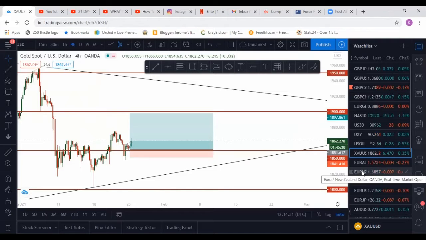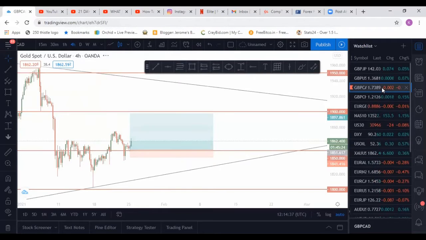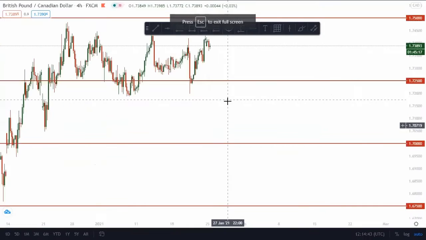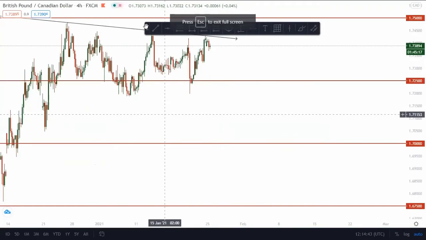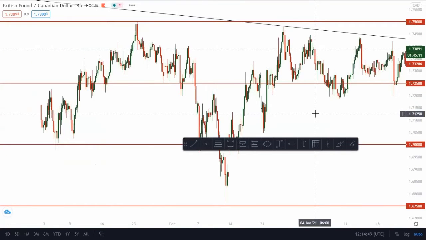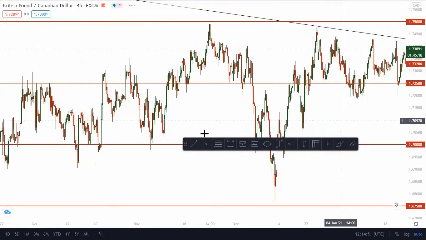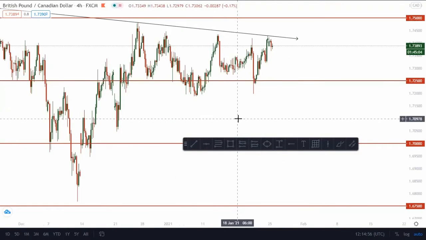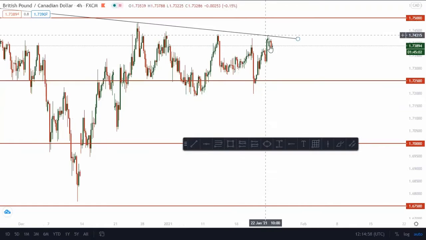So what other pair should we be looking at here? GBP CAD. Okay, GBP CAD. Okay, this looks nice. I actually don't trade this pair, but it looks really good for itself. We have had a couple of rejections here.